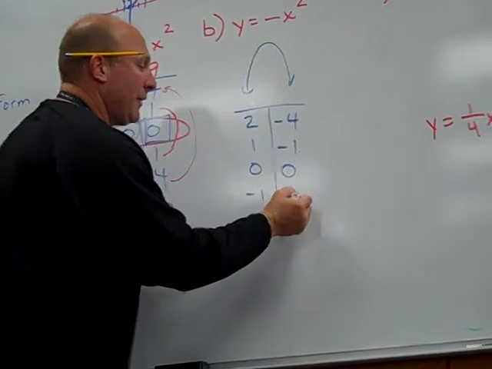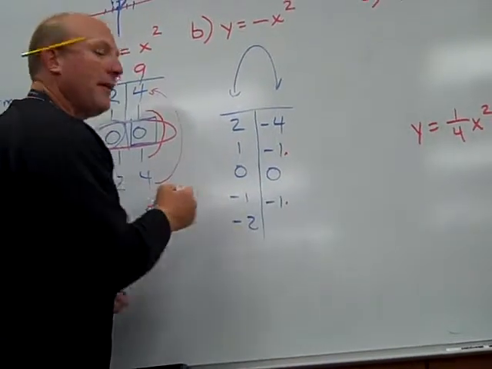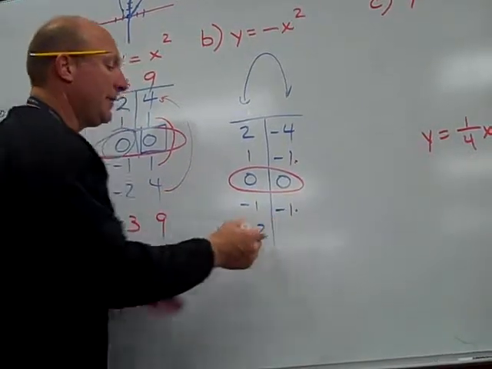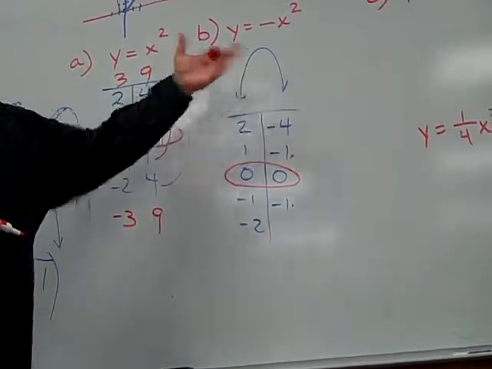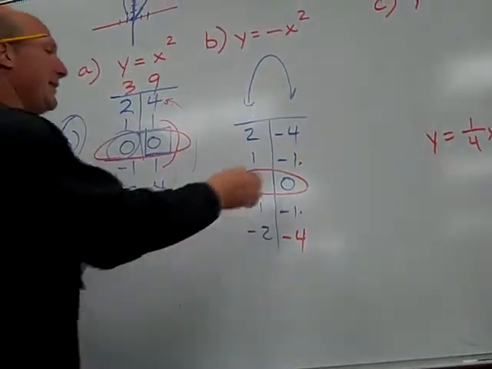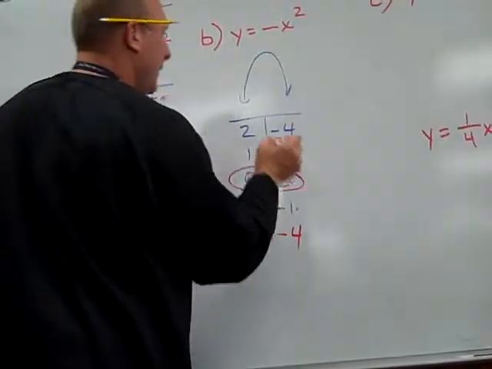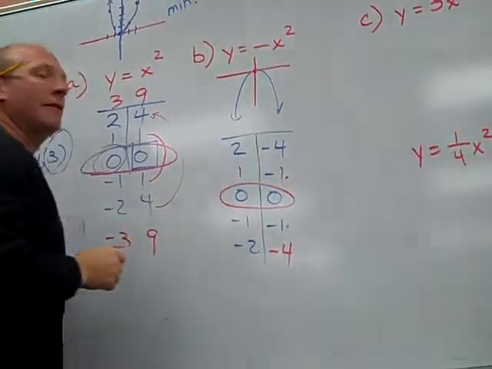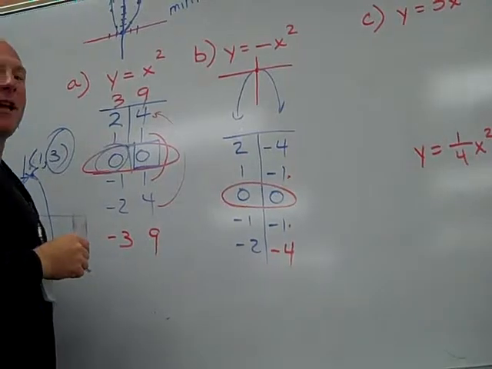See these two start repeating? Where's my vertex automatically? Right in the middle. What's this one going to be without figuring it out? It's got to be -4. You're going to have the same top and bottom. All right? So, there's 0, 0 right there. It's easier to draw the axes in.